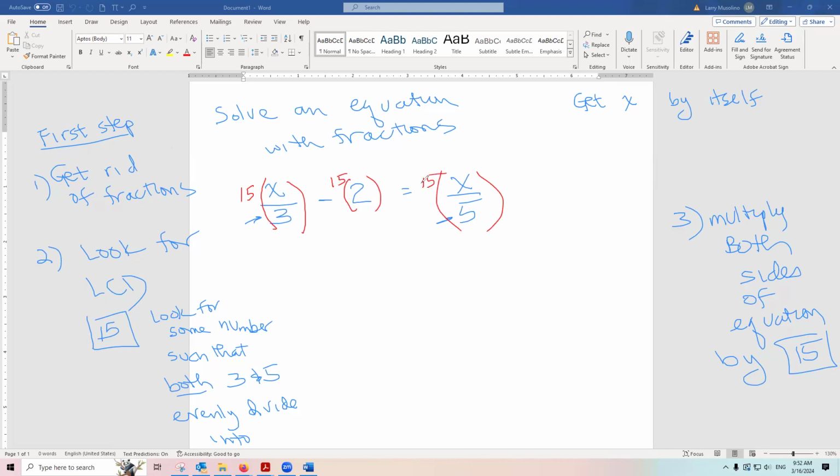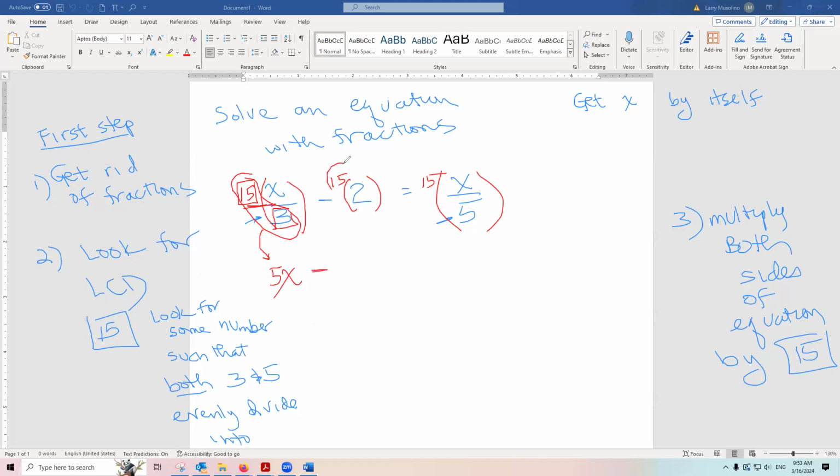All right, so now let me simplify each fraction. Well, let me come here to the left. I have a 15 on top and a 3 on the bottom. Remember, this fraction bar really means division. So this is really 15 divided by 3. But 15 divided by 3 is 5. So I'm going to write a 5 there. I'm going to bring the x down with me.